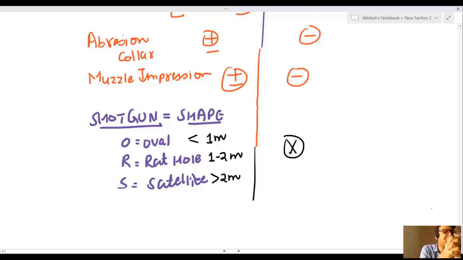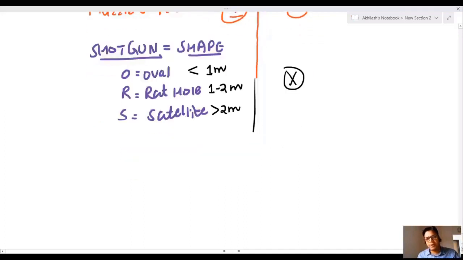Again, I'm revising, my dear friend. Generally, the size of an entry wound is small, the exception is contact shot. Margins are inverted. Tissue is cherry red in entry wound. Abrasion collar and muzzle impression can be present in entry wound. And in shotgun, the shape of entry wound we can remember by a very simple trick, ORS.